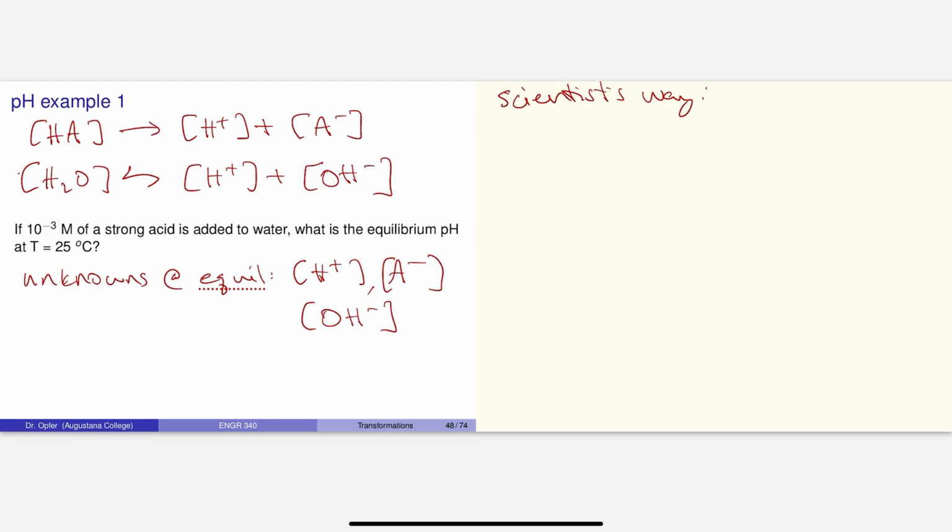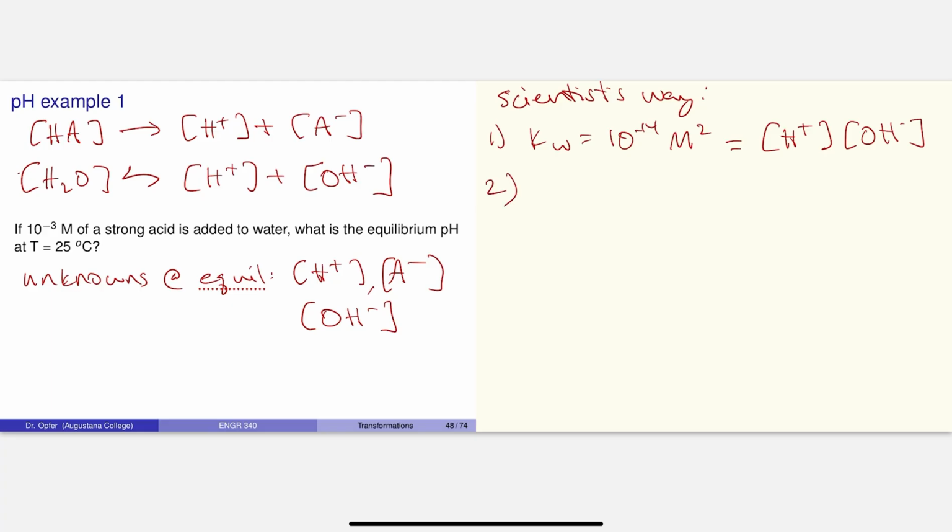We know that we're at 25 degrees Celsius, so that means our KW for this problem is equal to 10 to the minus 14 molarity squared. And then that's going to be equal to H plus times OH minus. This is always true for water at 25 degrees Celsius.